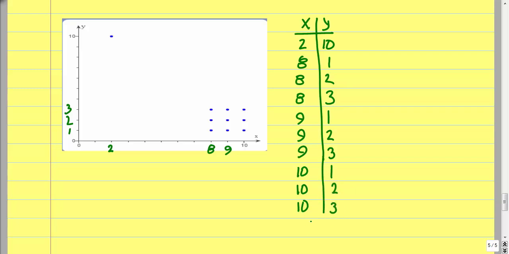So the first question to ask is, based on the graph that we have right now, including all of these 9 points and this point as well, does there seem to be a linear correlation or a strong correlation of some sort between the two values? And I would have to say yes. There is a strong correlation between x and y.